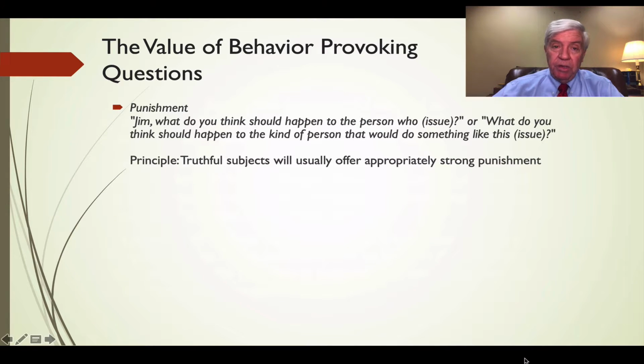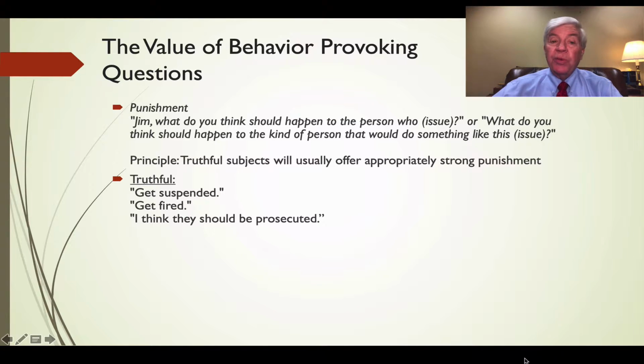The punishment question. Jim, what do you think should happen to the person who did this? Or we can phrase it, Jim, what do you think should happen to the kind of person that would do something like this? The principle of response is that most truthful people usually offer appropriately strong punishment. Now, the punishment they offer depends on the severity of the offense, but oftentimes the answers will be along the following lines. They should get suspended. They should get fired. I think they should be prosecuted. The truthful person wants the person who committed the offense to pay a consequence.